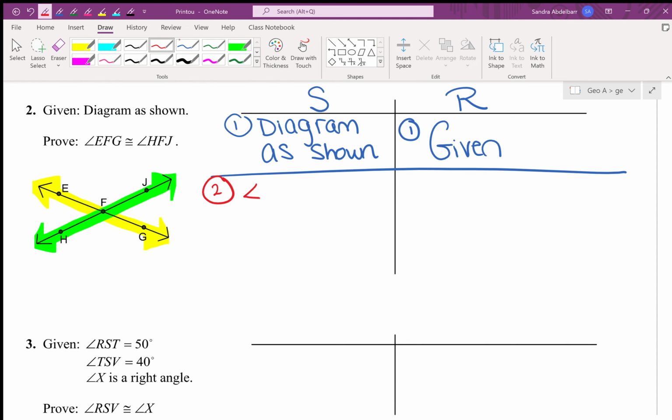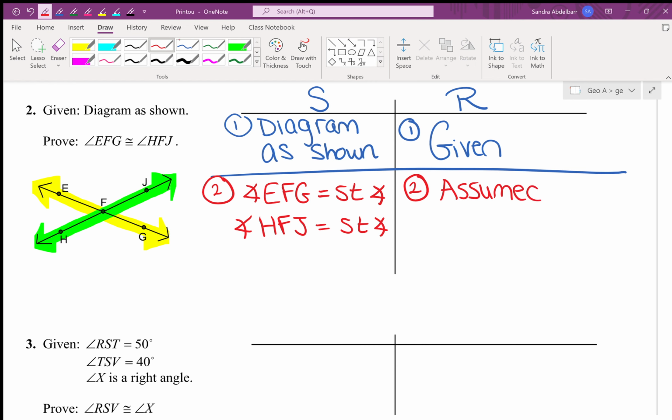So I'm going to say angle EFG equals straight angle. Angle HFJ equals straight angle. And we are going to write assumed. One word, assumed. Now in honors, they put AFD. Does anybody think they know what AFD stands for? Assumed from diagram. AFD means assumed from diagram. You can write assumed, you can write AFD, I don't care.